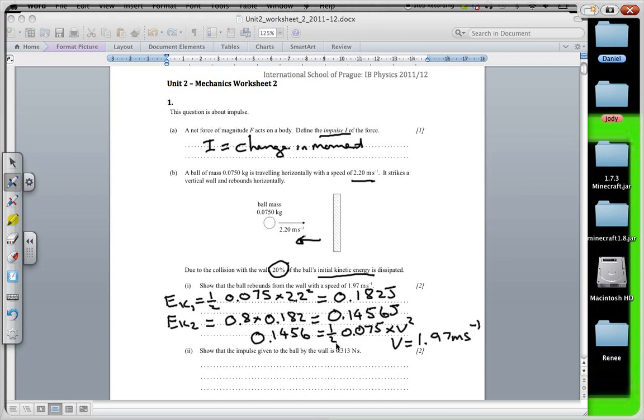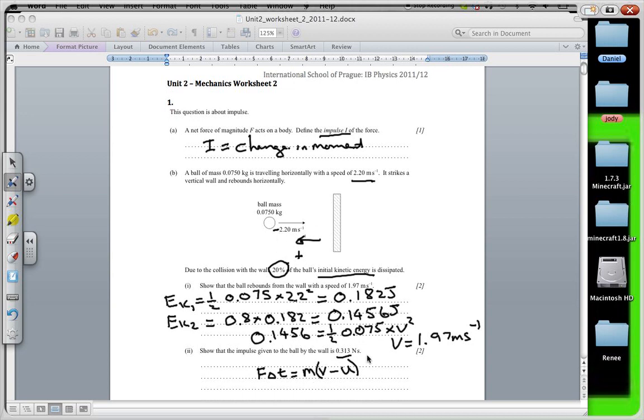Now it then says show that the impulse given to the ball by the wall is 0.313. Now remember that the impulse, your F times your change in t, is equal to the change in momentum. So that is m times your final minus your initial. Now what's important here is that because we're going in a reverse direction, I'm going to make the reverse the positive direction, and therefore the initial would actually be a negative.